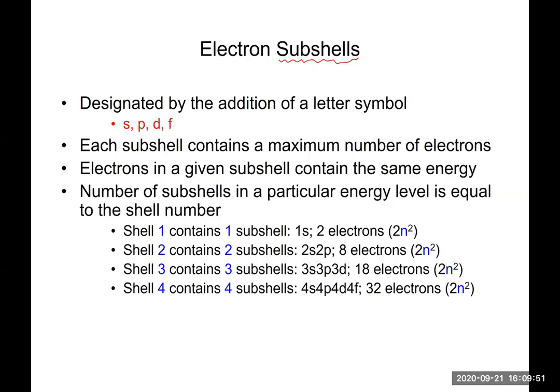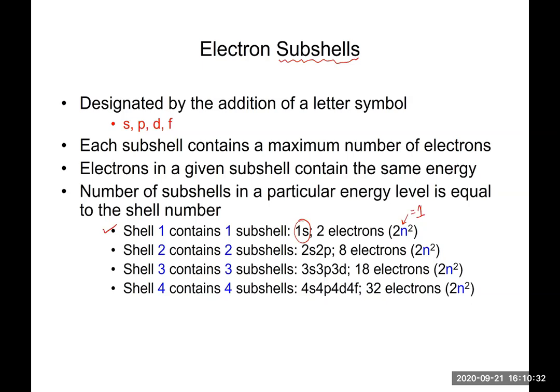The electrons in a given subshell contain the same energy, and the number of subshells in a particular energy level is equal to the shell number. So let's think about how this works. We look at this first example here. Shell 1 contains 1 subshell, and the subshell it contains is 1s. Remember, 1s contains 2 electrons because n is equal to 1. 1 squared is 1, and 2 times 1 gives us 2.